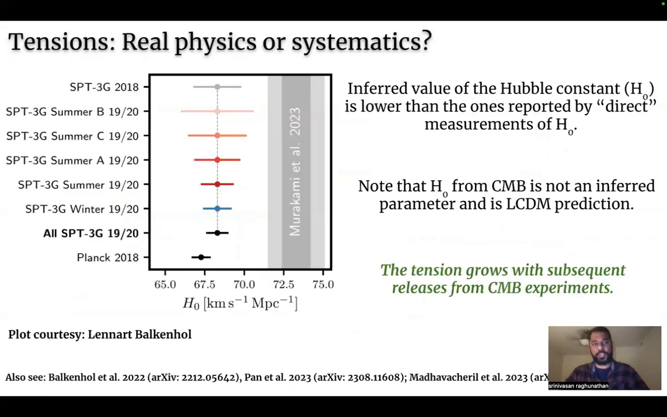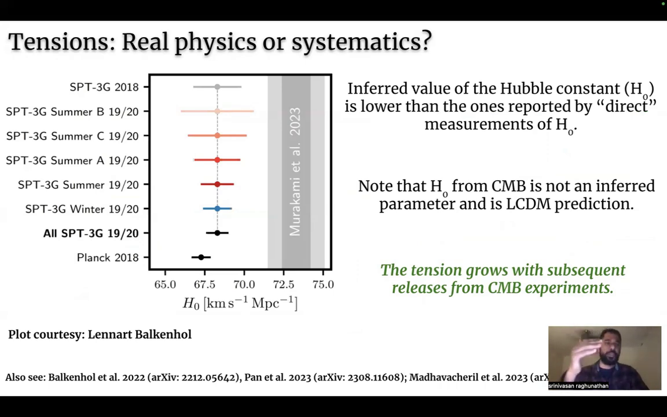So what are these tensions? Are these tensions real physics or systematics? They could be anything. We don't know yet, but that's what our next generation or the current measurements will tell us. What I'm showing on this plot is basically the measurement of the Hubble constant made by Planck, which is shown in the bottom, and then made by SPT3G, the first year of SPT3G, which is shown in the top.